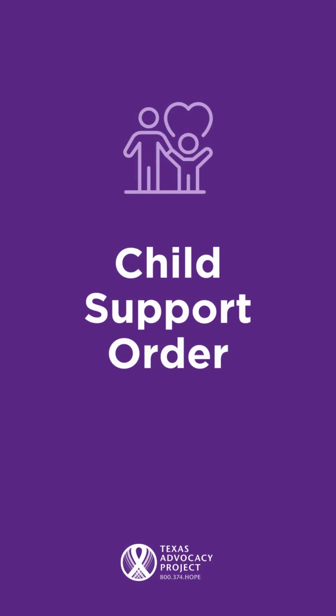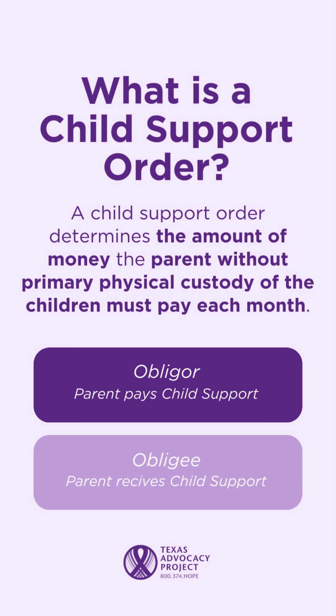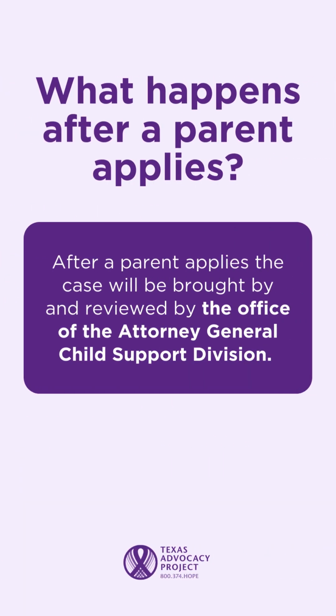Today, we will walk through what a child support order is. A child support order determines the amount of money the parent without primary physical custody of the children must pay each month. The parent who pays child support is called the obligor, while the parent who receives the child support is called the obligee. A child support case may be brought by the Office of the Attorney General, Child Support Division, after a parent applies for child support through their office.